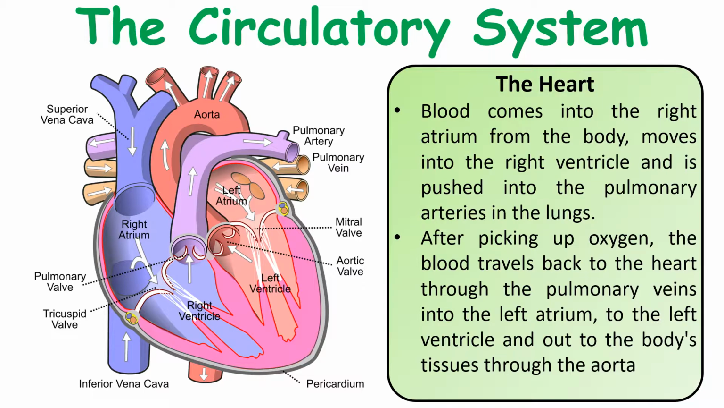As the right ventricle contracts, the blood is forced up to the lungs, where it's going to pick up oxygen, so become oxygenated, through the pulmonary artery. It's worth noting that the pulmonary artery is the only artery in your body that carries deoxygenated blood.